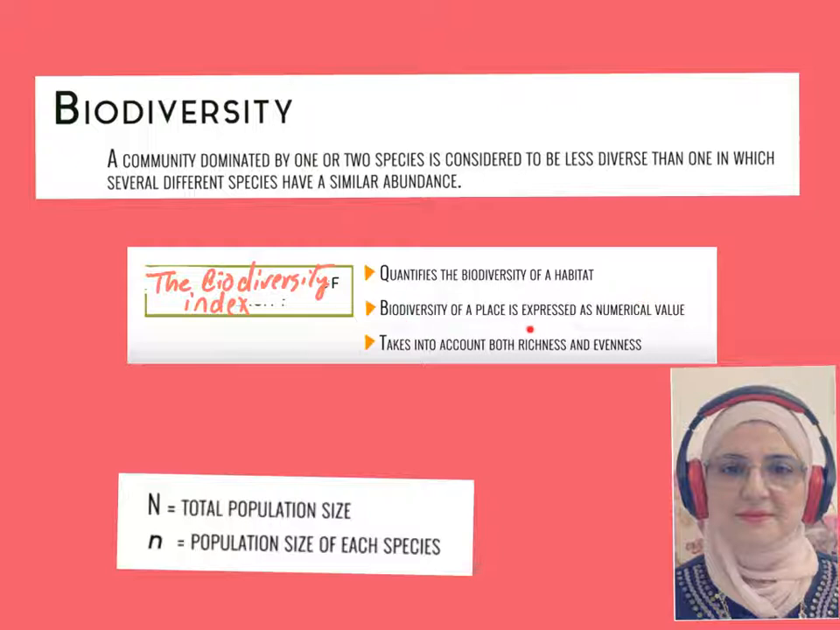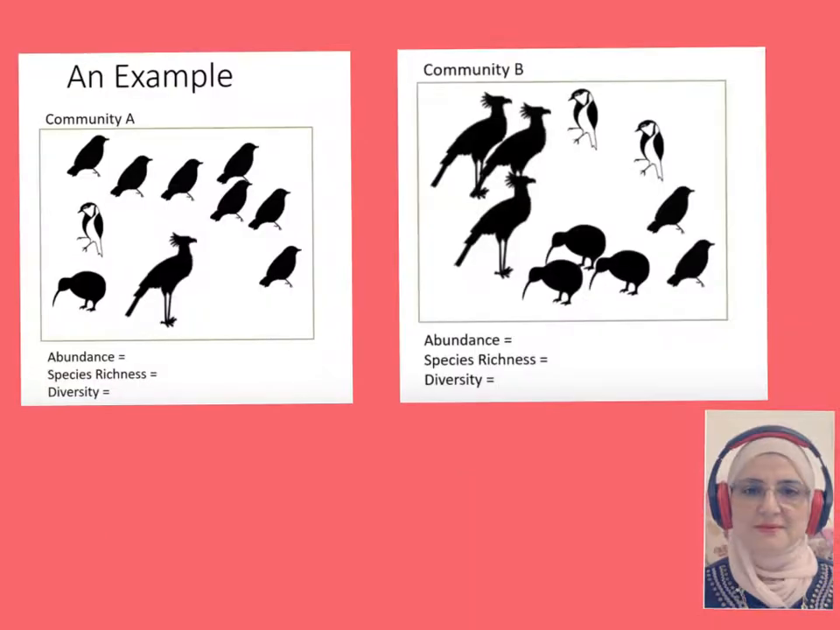Biodiversity of a place is expressed as a numerical value, and it takes into account both species richness and species evenness. In order to calculate the biodiversity index, we need to have 2 values first. First, capital N, which refers to the total population size, and the small n, which refers to the population size of each species.